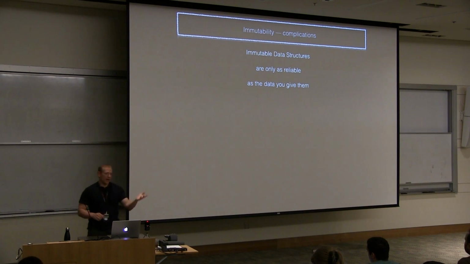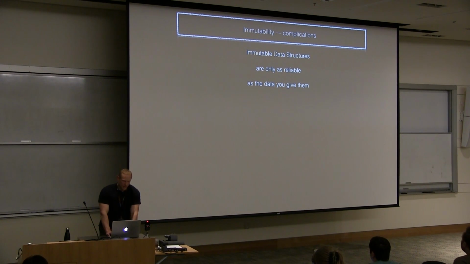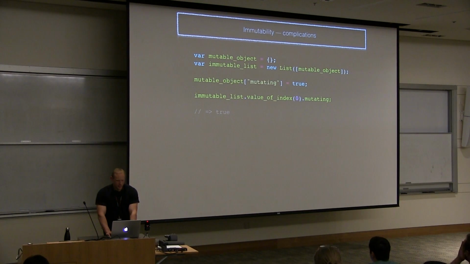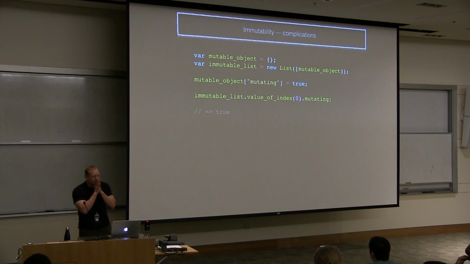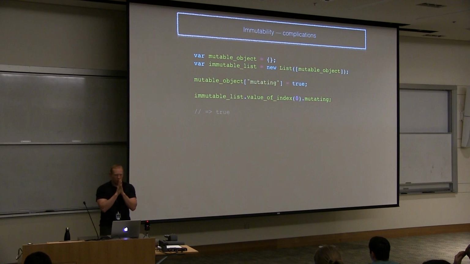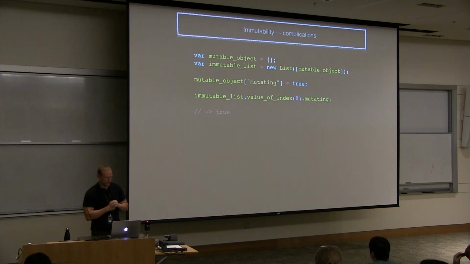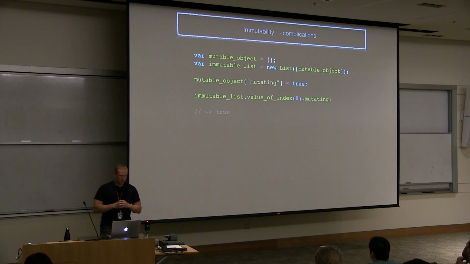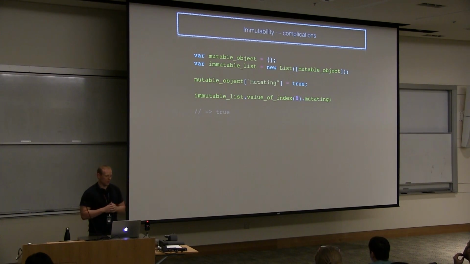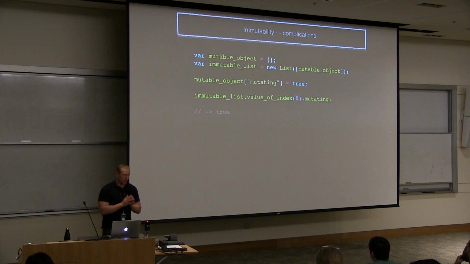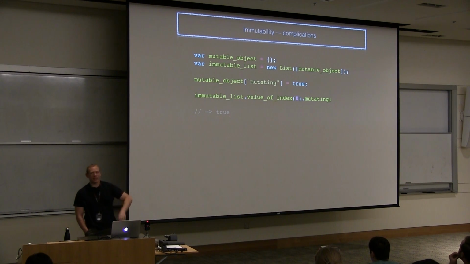And one of the problems is that the data that's passed in does not have a high degree of integrity. Let's take an example here. We have a mutable object. It's a regular JavaScript object. We create a list. We pass in that object. Now, we actually modify that mutable object. We set mutating to true. Now we check the first entry. We verify that it's mutating. And it tells me that my data is mutating, right? Inside of my immutable object. I have an immutable class with data that's mutating in it.